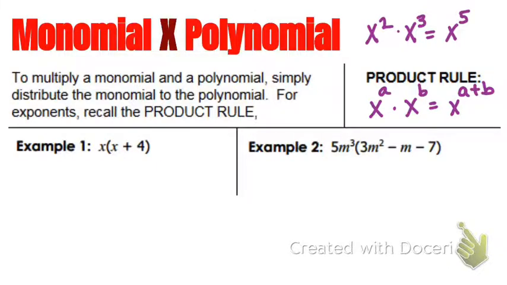So for this first example 1, what you're doing is basically we're distributing. This x is going to be multiplied by the first term in here, x times x. And if you want to think of that as x to the first times x to the first, the product rule tells us that that's x, 1 plus 1 is 2. And then if you want to multiply the x to the first times 4, well, it's positive x times positive 4, so we know it's going to be positive. And then here we have a 4 and an x. X times 4 is just the same as 4 times x.